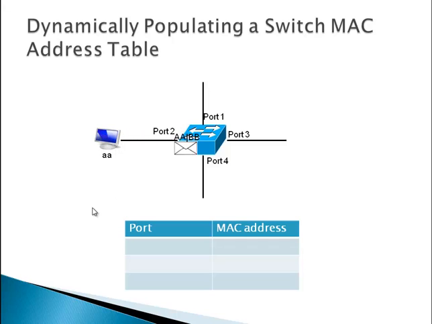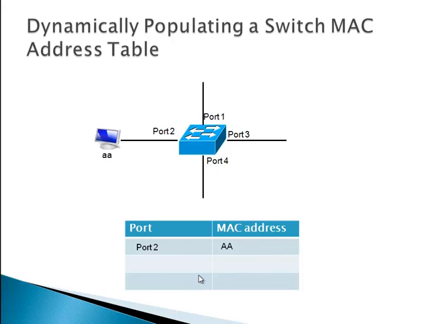As the frame goes into the switch, what the switch is going to do first is say, okay, I just received a frame from port 2 and the source address is AA. So let me write that down on my MAC address table. So it writes down port 2, I got a frame with MAC address AA. Destination was BB, but it looks at the MAC address table and doesn't see BB anywhere.